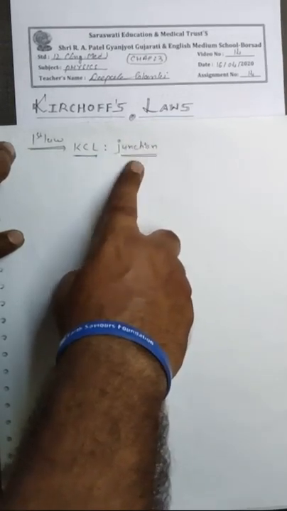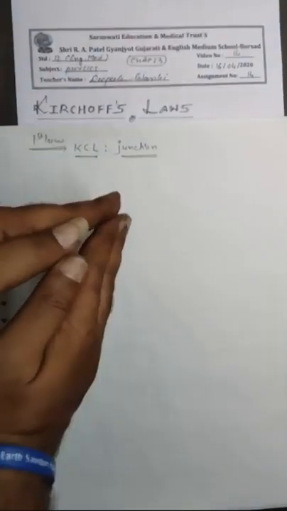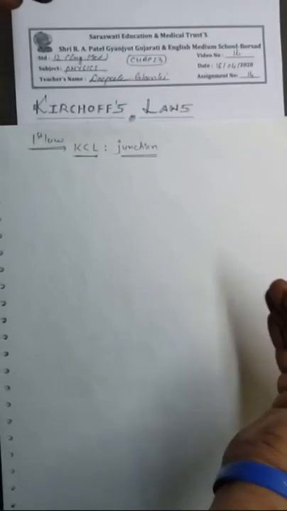What do you mean by junction? In any network where electric current is divided or combined, that point is known as a junction point. What is the first rule? For that, we have used a few reference books, for example Darpan as well as Modern. To make this topic simple, what is KCL?